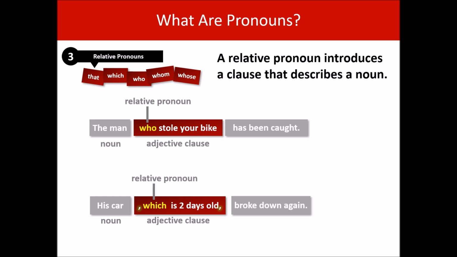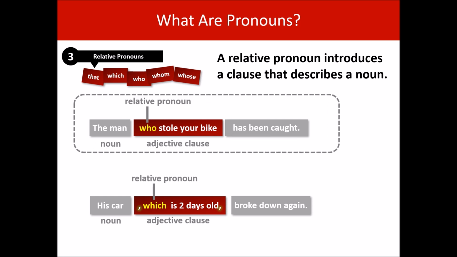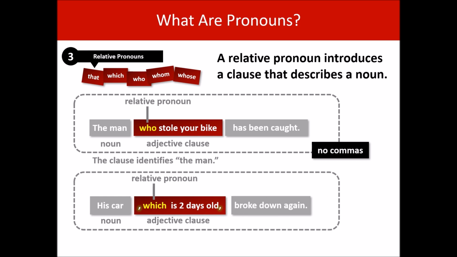Okay. There's one more thing to say about relative pronouns. Look at this example. This clause identifies the man who stole your bike. That tells us which man we're talking about. Notice that there are no commas. Now look at this example. The clause just gives us more information about his car. It doesn't identify his car. That has already been identified. So it's just additional information. Notice that there are commas.